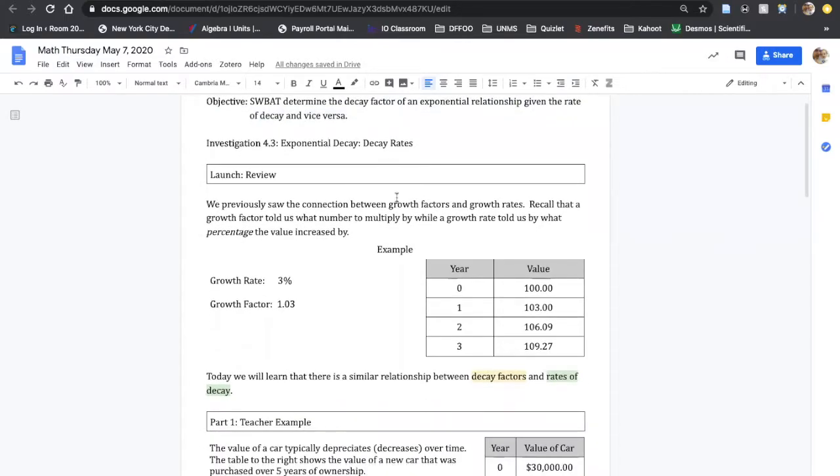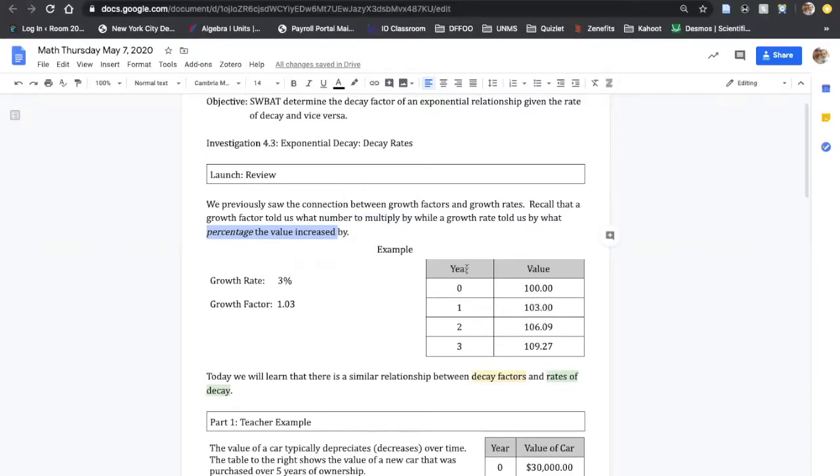So in the past, when we talked about exponential relationships, we talked about something called the growth factor, and we also saw something called the growth rate. So remember, the growth factor tells us what number you're multiplying by, while the growth rate tells us by what percentage the value is increasing by. So just to refresh your memory really quickly, here's a quick example.